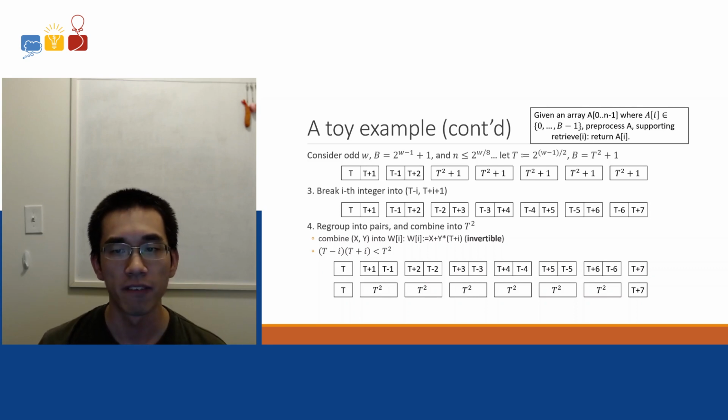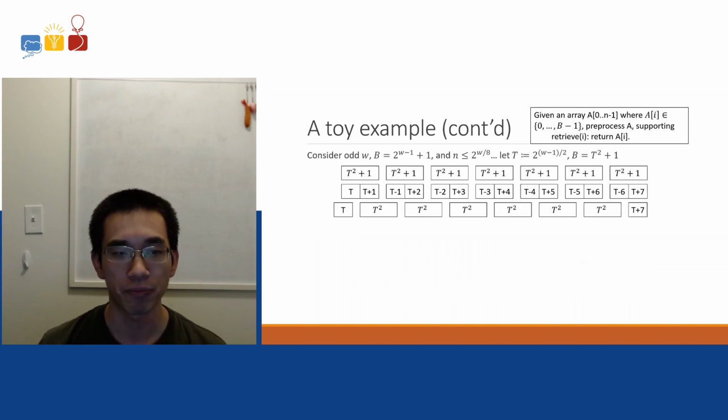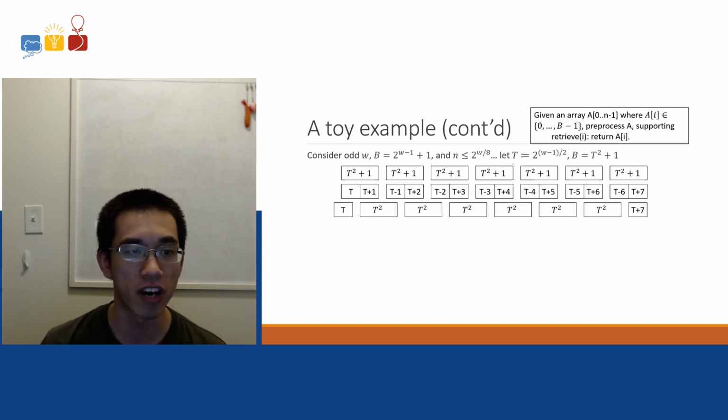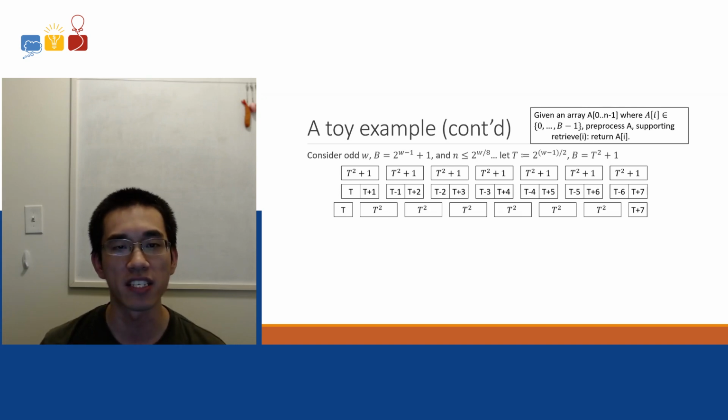Okay, as a quick summary, what has happened in this data structure in the pre-processing step so far: we get an array of size t squared plus 1 for each entry.